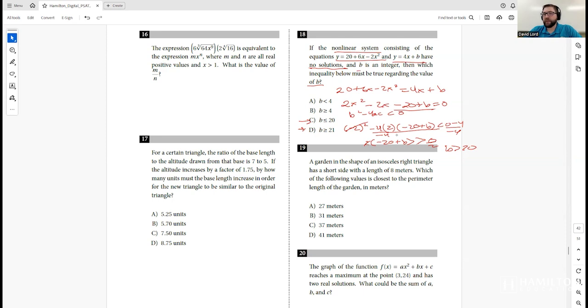And the key thing here is b was an integer. So because b has to be an integer, it can't be equal to 20 because it has to be greater than 20. So the next integer more than 20 is 21. That's why the answer was D.